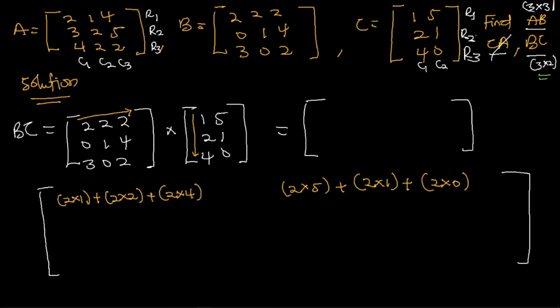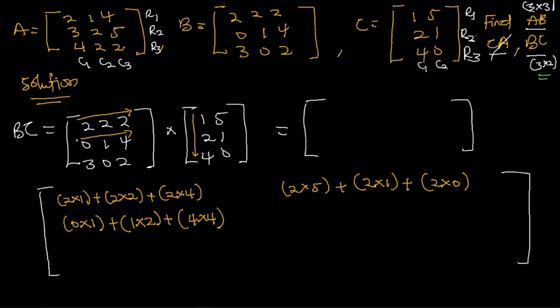Secondly, we need to use this second row against the first column. So it's going to be 0 multiplied by 1, then plus the 1 over here multiplied by 2, so 1 multiplied by 2, then plus this is going to be 4 multiplied by the 4 over here, so 4 multiplied by 4.